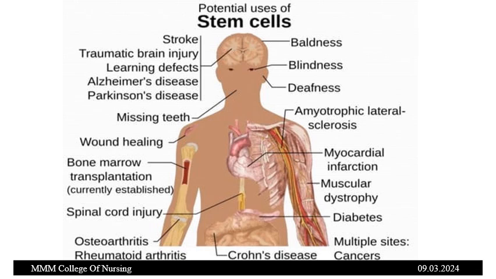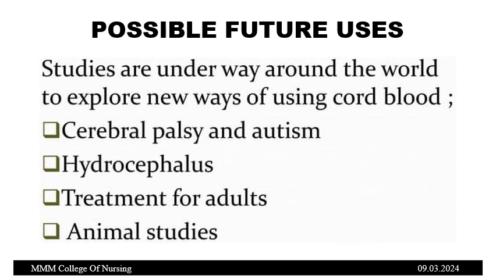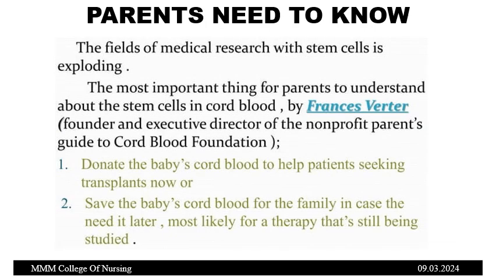osteoarthritis, rheumatoid arthritis, Crohn's disease, baldness, blindness, deafness, amyotrophic lateral sclerosis, myocardial infarction, muscular dystrophy, diabetes, and cancers in multiple sites. Possible future uses are, say, cerebral palsy, autism, hydrocephalus, treatment for adults, and animal studies. Parents need to know the field of medical research with stem cells is exploding.